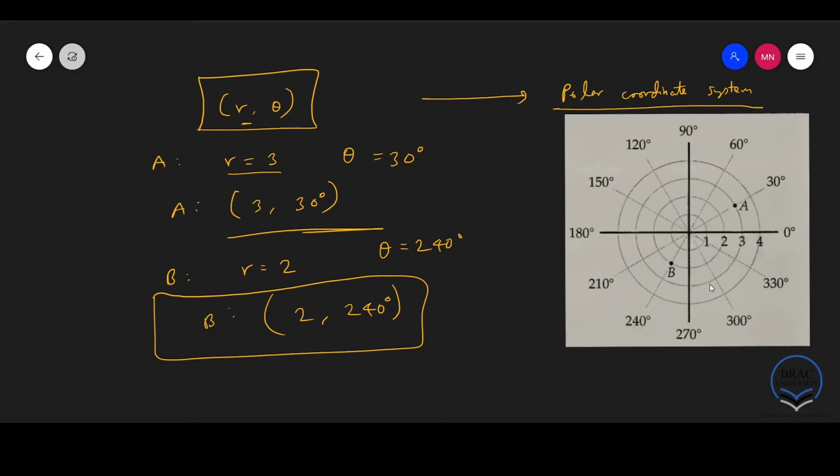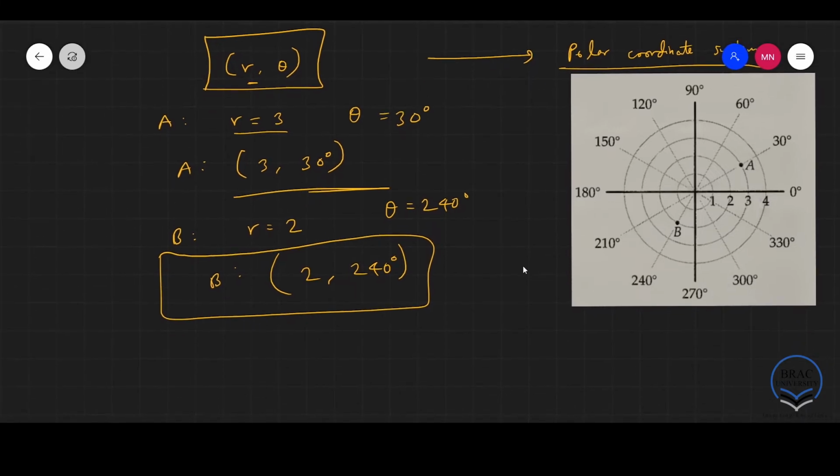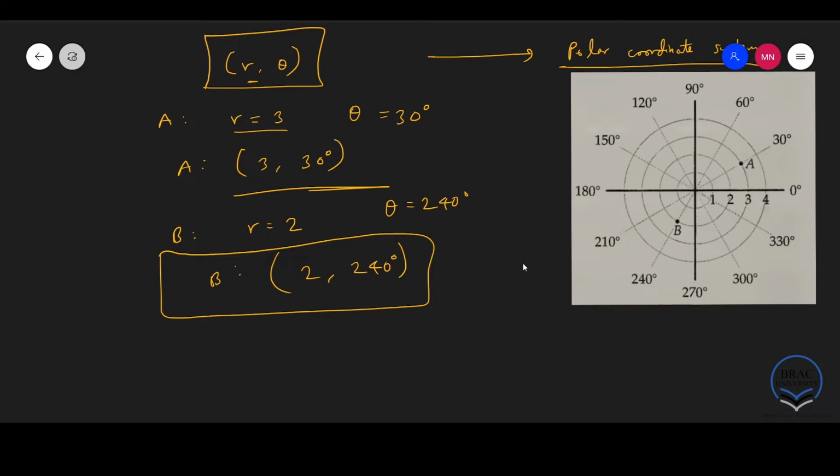Now, the difference between rectangular coordinates and polar coordinates is that, unlike rectangular coordinates, we can have multiple coordinates that describe the same location in polar coordinates. For example, if I consider a Cartesian plane and some point here, let's say this has the coordinate (2, 3). This coordinate will be the only coordinate that describes the location of this point. This is a unique coordinate, right? But that is not the case for polar coordinates.